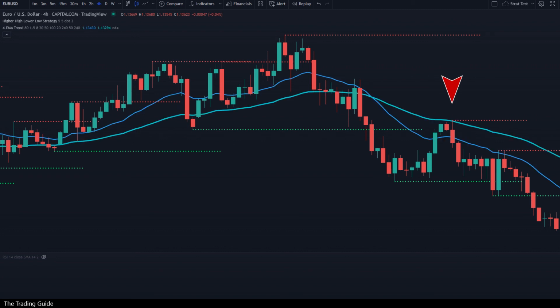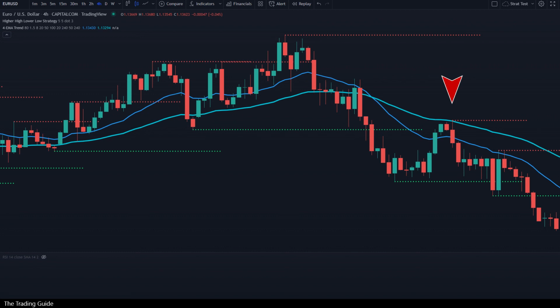I add two EMAs, the 20 and the 50. You can use my free indicator for EMA trend, link is in the description below. And what we can see here is that the rejection wick appears directly at the 50 EMA, okay? A second confirmation that the price is not going higher.